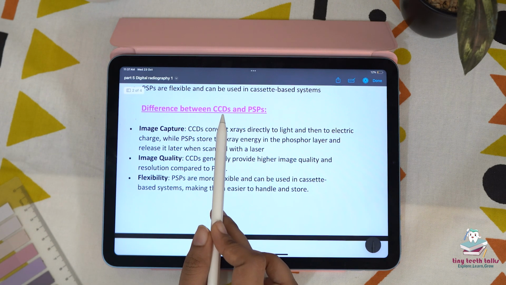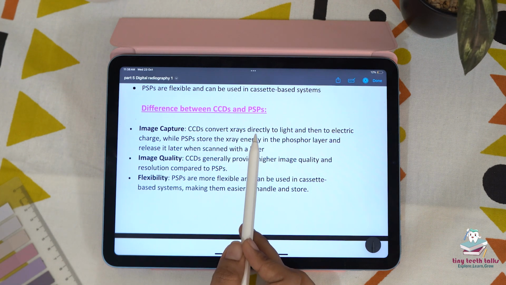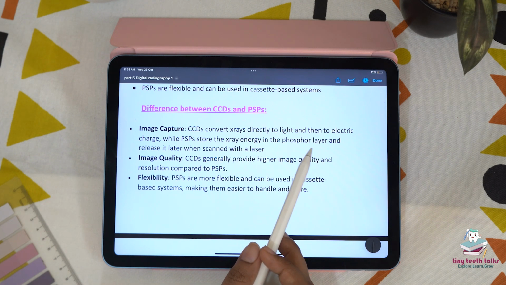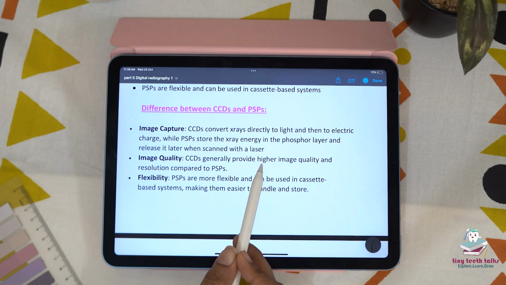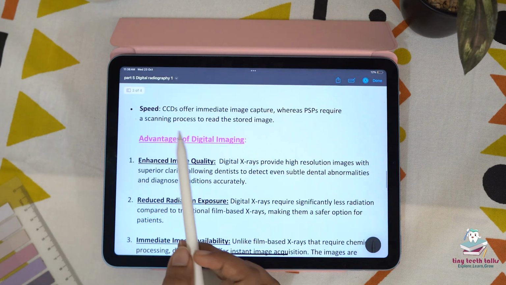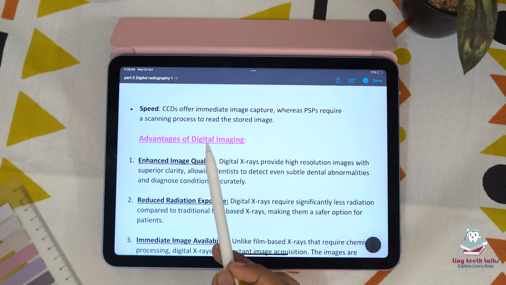Then what are the differences between the CCDs and the PSPs? So first, image capture. CCDs convert X-rays directly to light and then to electric charge, while PSPs store the X-ray energy in the phosphor layer and release it later when scanned with a laser. So that's why direct digital imaging is better in resolution, as it uses CCDs. Then image quality. CCDs generally provide higher image quality and resolution compared to PSPs. Flexibility. PSPs are more flexible and can be used in a cassette-based system, making them easier to handle and store. Speed. CCDs offer immediate image capture, whereas PSPs require a scanning process to read out the stored image.